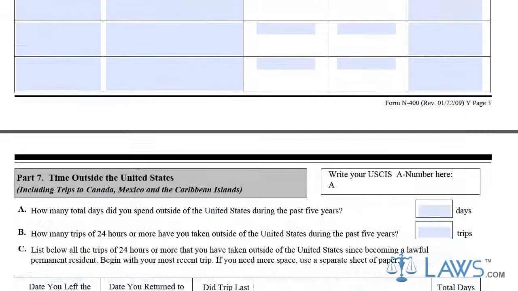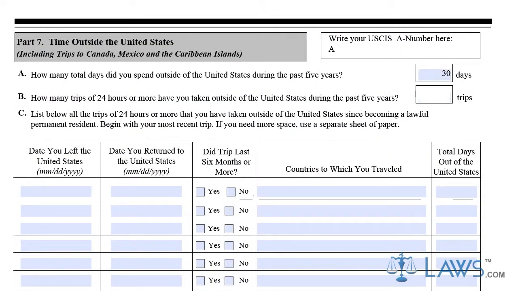For Part 7, indicate the amount of time you have spent outside the United States in the past 5 years. If you have not left the United States in that time period, you still need to fill out the sections by putting zeros in the appropriate boxes.